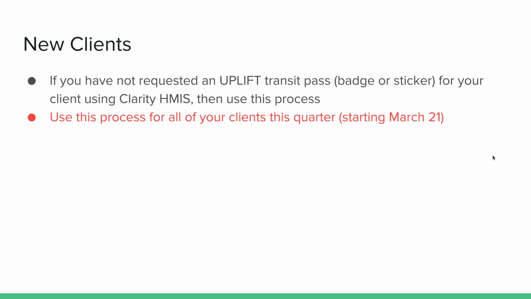So we're going to go through each of these stages in detail. For new clients, if you have not requested an UPLIFT Transit Pass for a client using Clarity HMIS before, then this is the process you're going to follow. And since this is the beginning of using UPLIFT in the Clarity HMIS system, starting this quarter, March 21st, all of your clients are going to be getting program enrollments. So this is the process you're going to be using for everybody this quarter.